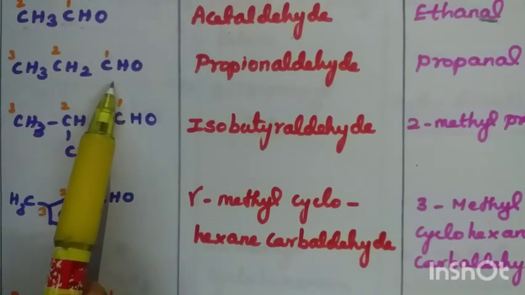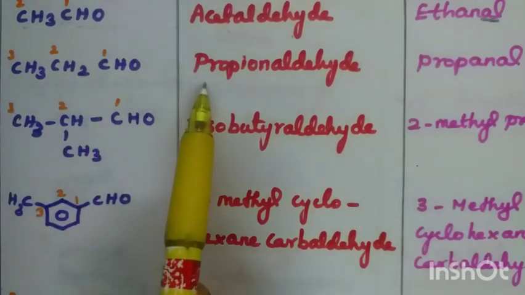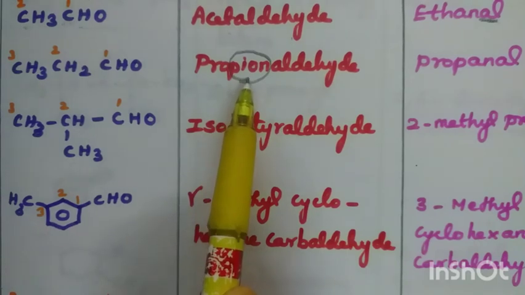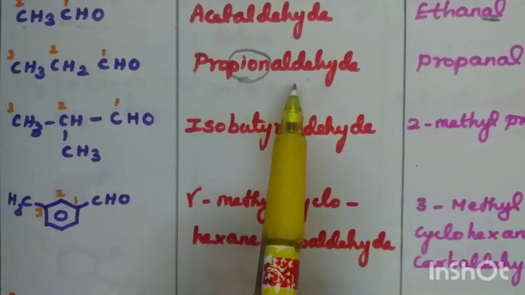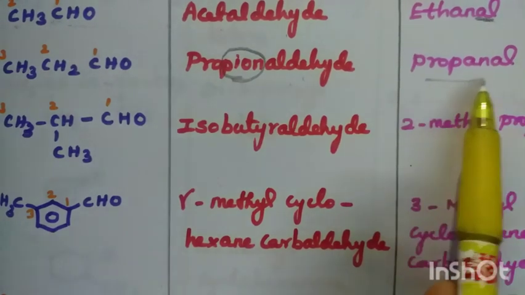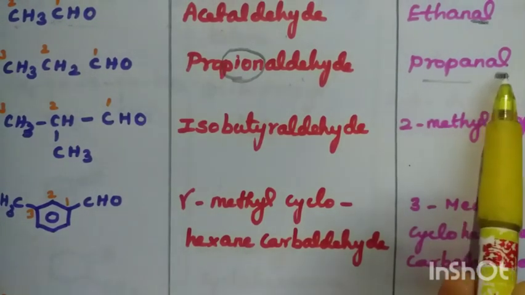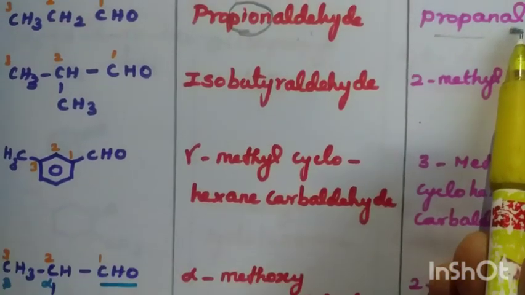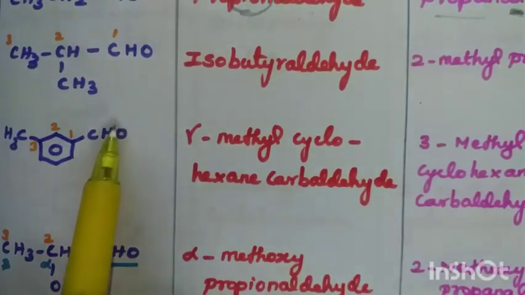CH3CH2CHO. Now three carbon atoms means propio, the common name, with the aldehyde group. So propionaldehyde. How to write the IUPAC name? Propane, E is replaced by Al. Propanal. And then now it is four carbon atoms.